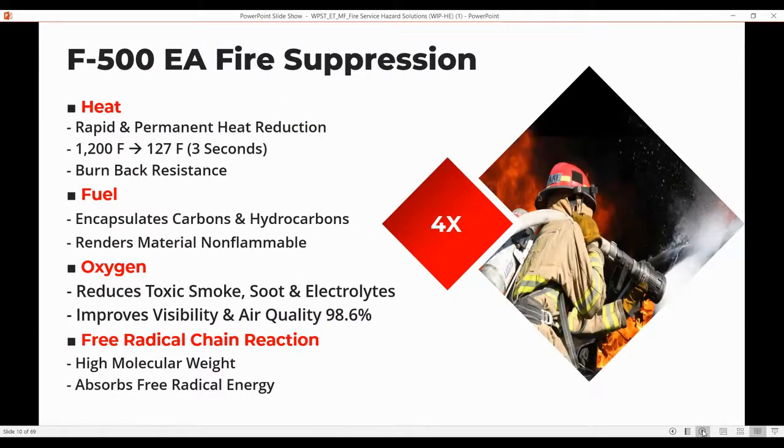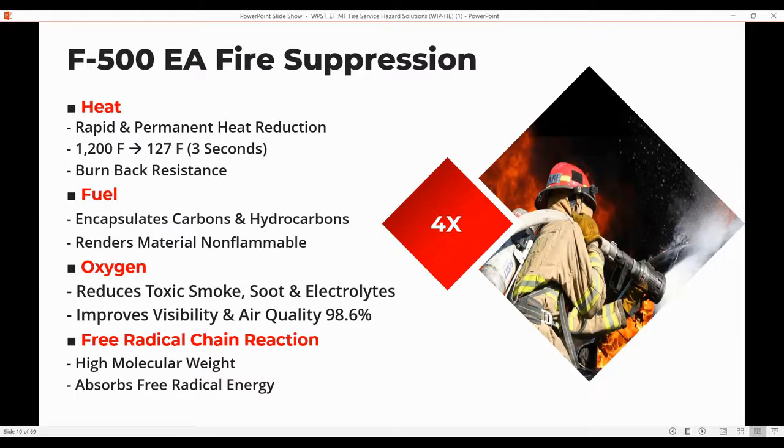With F500, we achieve rapid and permanent heat reduction from temperatures over 1,000 degrees to 100 degrees or under in a matter of seconds. So we're removing the heat. We have encapsulation of that fuel inside that spherical micelle, separating the fuel from the oxygen. We're just doing it on a chemical molecular level. So we're separated from the oxygen by actually being able to remove the fuel by making it non-flammable.